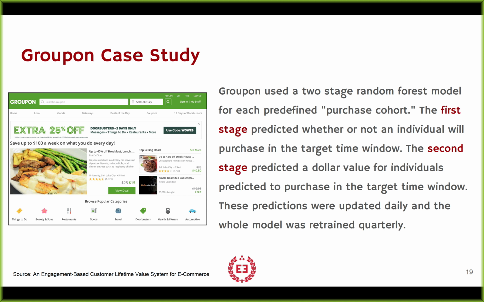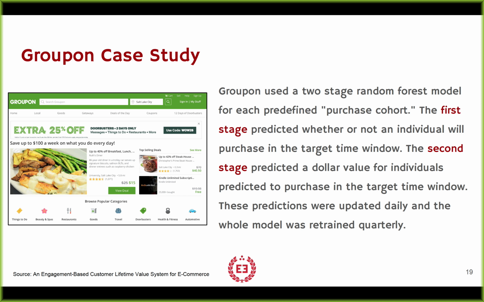And the paper's there, you can go read it. They published everything they did in that source listed in the bottom left, an engagement-based customer lifetime value system for e-commerce. Word on the street is this model does not exist anymore, that they've moved on to another model. That's again a sign that these models do not last forever. But their predictions were being updated daily. So they're taking new data, plugging it into the model that exists, and getting new predicted values every single day. And then every 90 days, every quarter, they're taking all their data and retraining their model.